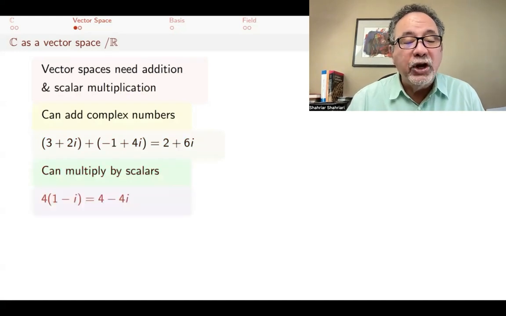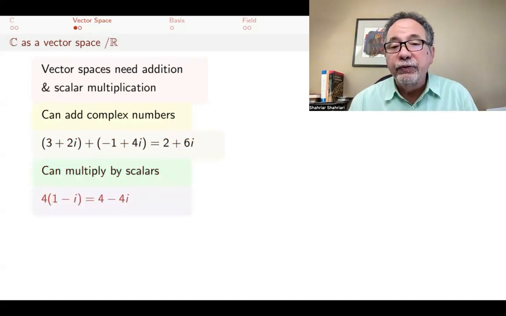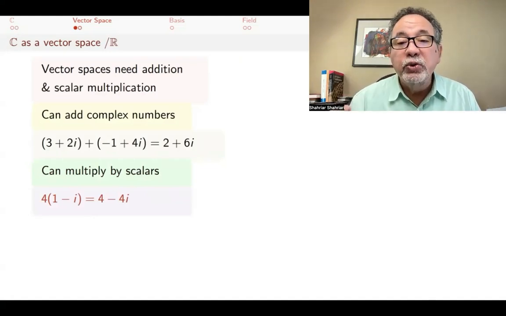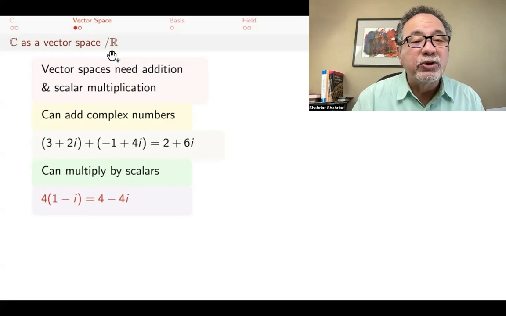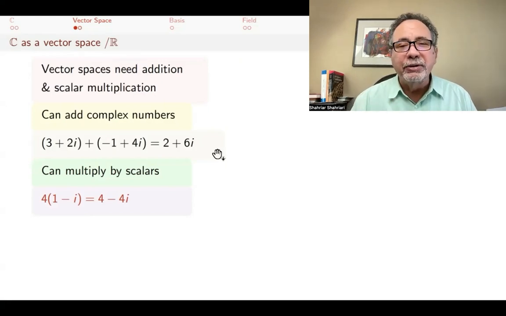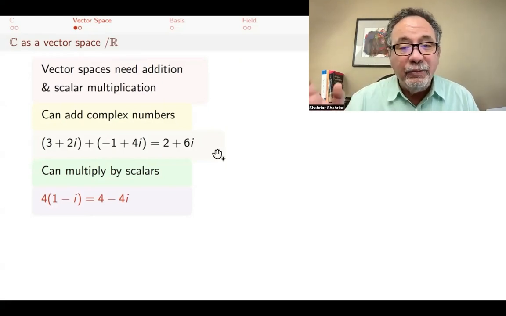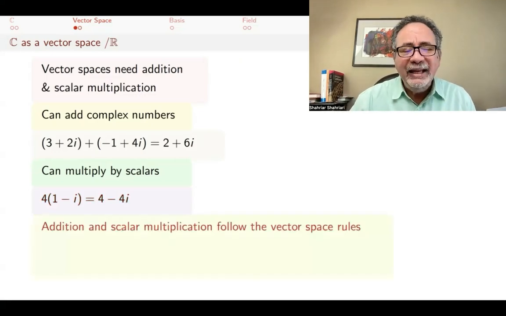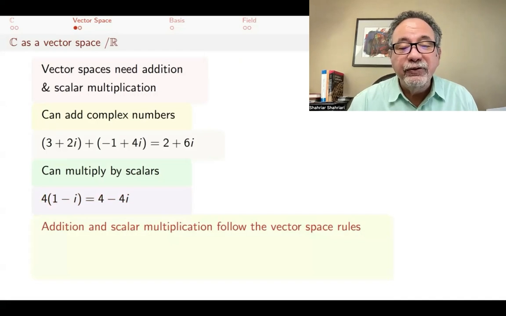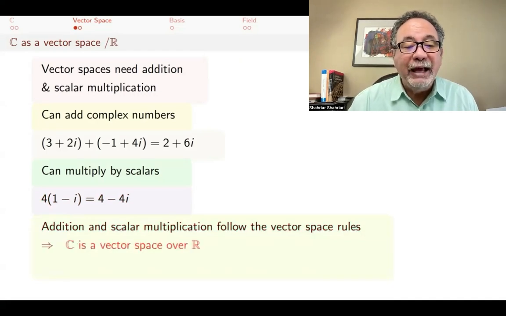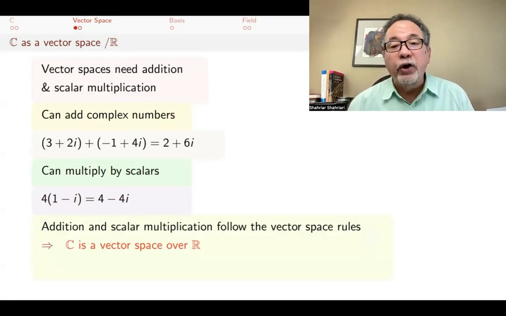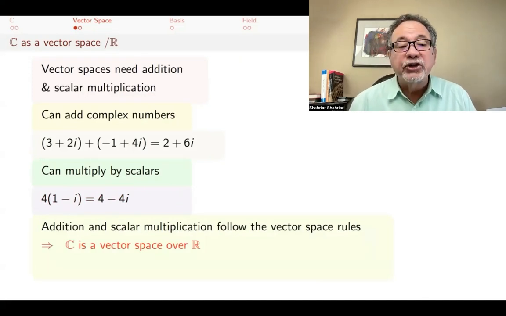And you can multiply by scalars. 4 times 1 minus i is 4 minus 4i. Scalars right now, for our first go-through, are real numbers. When I say a vector space over R, the scalars are real numbers. Can they be something else? Yes, they can be. We will talk about that briefly at the end, but in other videos in much more detail. Addition and scalar multiplication have to follow the vector space rules, and because of that, we say that C is a vector space over R. When we say over R, that just means that the scalars are real numbers.